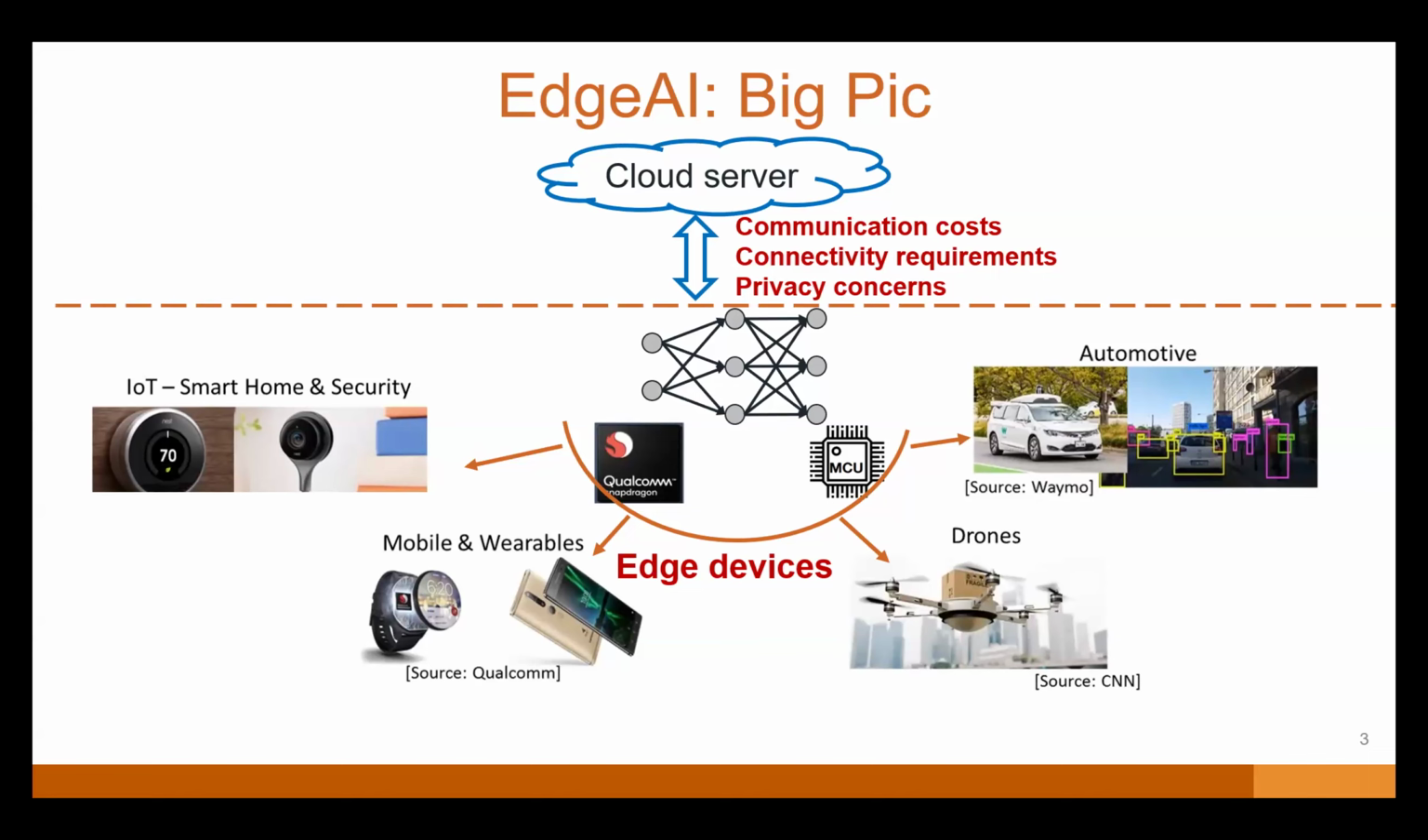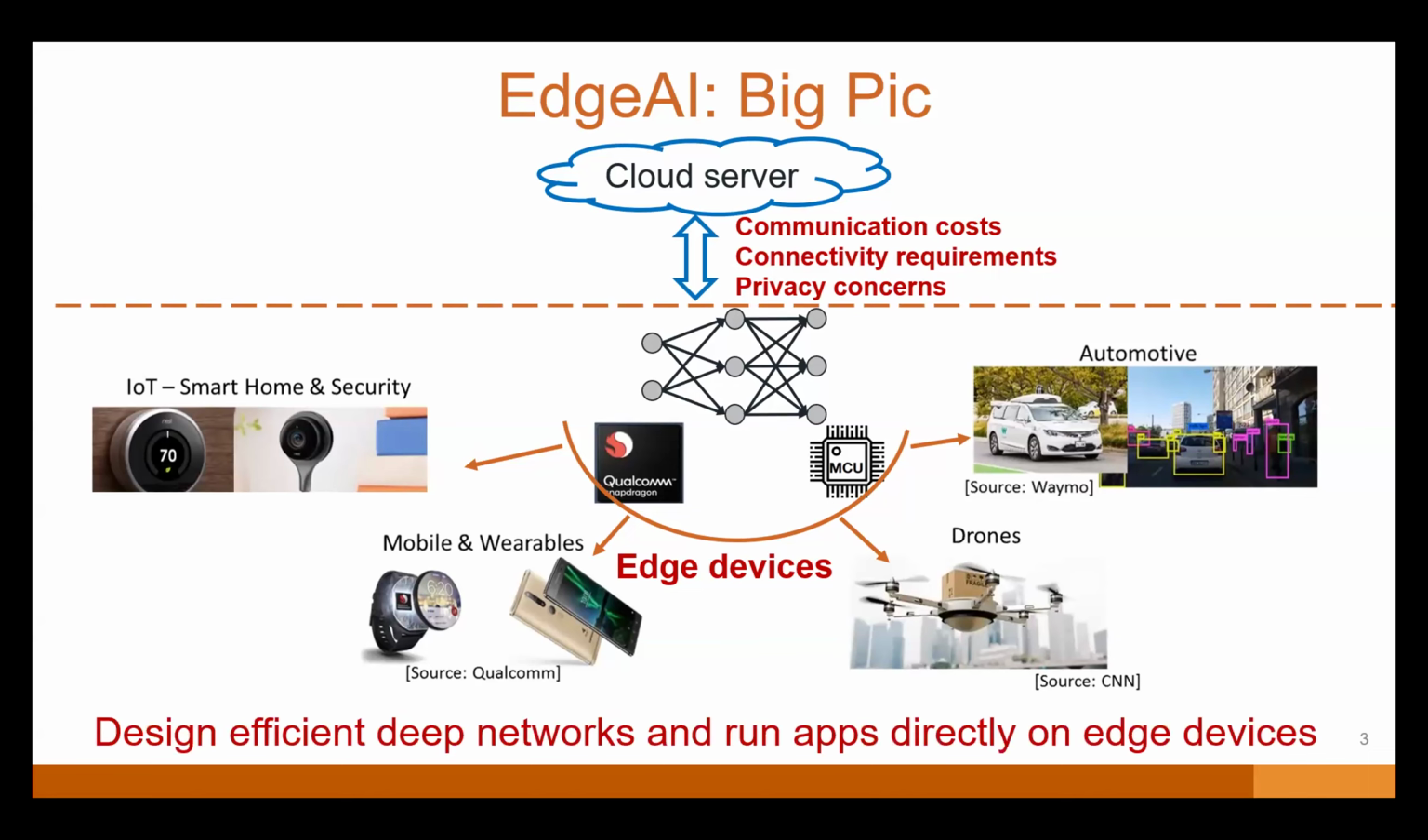Okay, and in this kind of situation, the fundamental research question that one can ask is how to design these efficient networks that can be used to run these kinds of applications directly on edge devices. And when I say applications, I mean anything from smart home, automotive, autonomous driving, mobile wearables, things of that nature. So there is a broad range of applications that can benefit from such a solution.